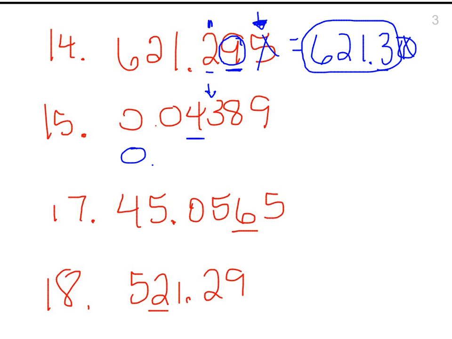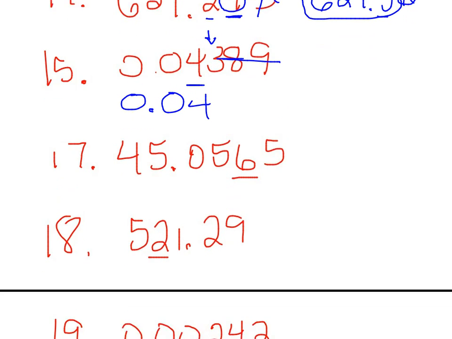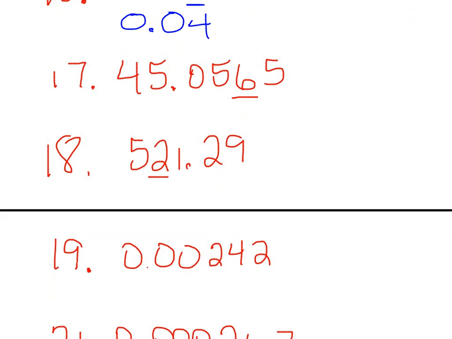And so we just have 0.04, and then these can just go away because we are done with those numbers. Number 17, we are rounding to the underlined place. And here the underlined place is a 6, so we look at the 5, and the 5 would make the 6 go up. So we get 45.057, okay? The place underlined either goes up or stays the same. And this one it went up, and then that went away.